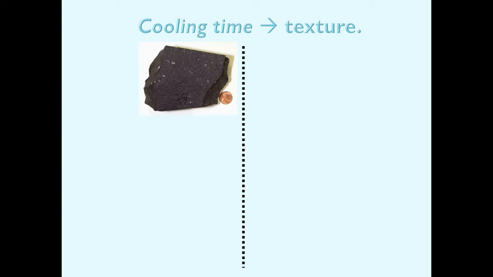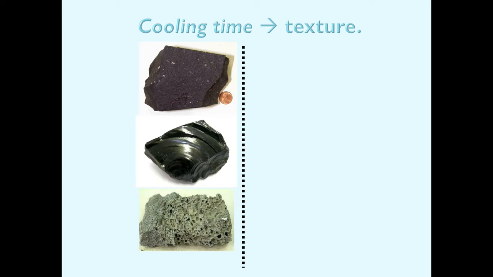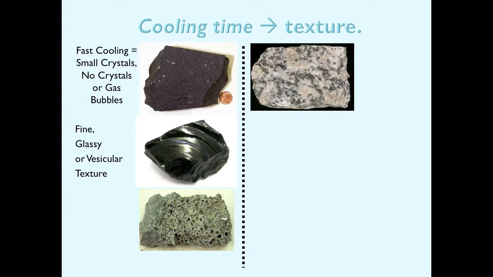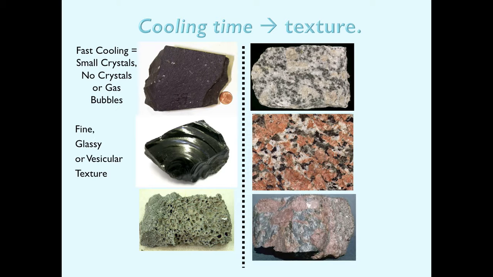So cooling time tells us the texture. So these three rocks, which are small crystals, no crystals, or gas bubbles, cooled quickly. We call them fine, glassy, or vesicular texture. Vesicular means gas bubbles. These rocks with bigger crystals indicate the slower cooling, coarse or very coarse texture.